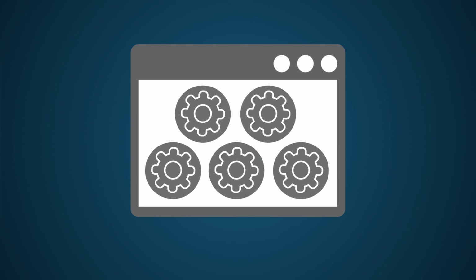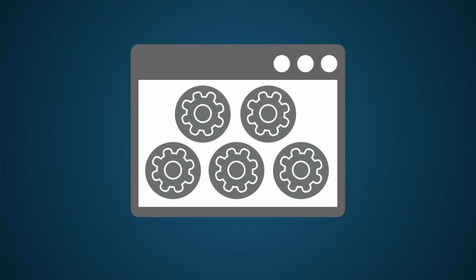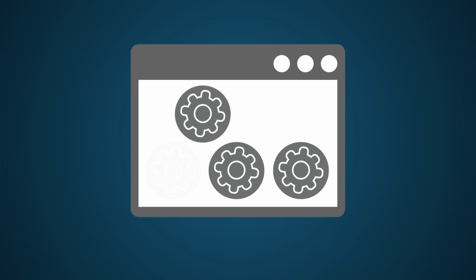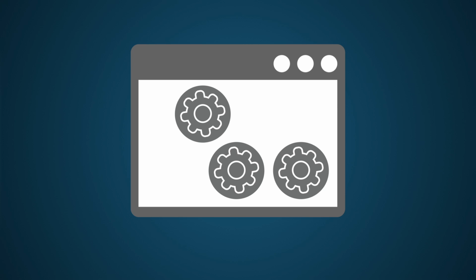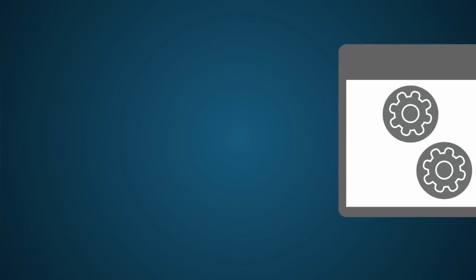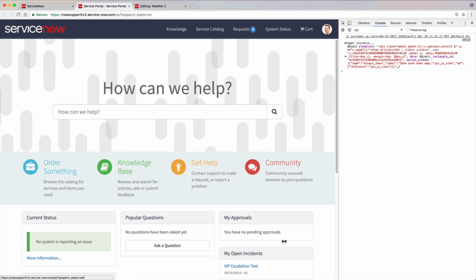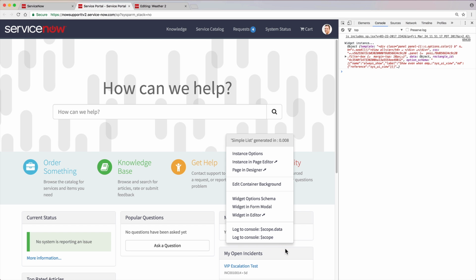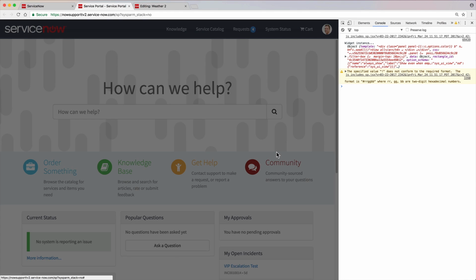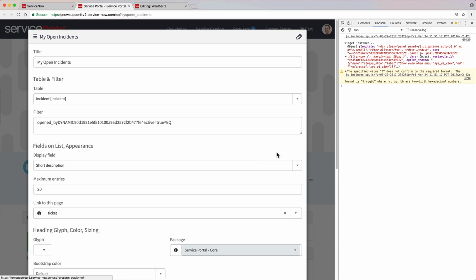Here's another trick you can use on the Service Portal page. Deactivating or hiding widgets allows you to isolate widgets on a page to troubleshoot issues. Hold down the Control key and click on the widget to open the Administrator context menu and select Instance Options. If the active checkbox is available on the form, you can toggle it on and off to hide and show the widget on the page.